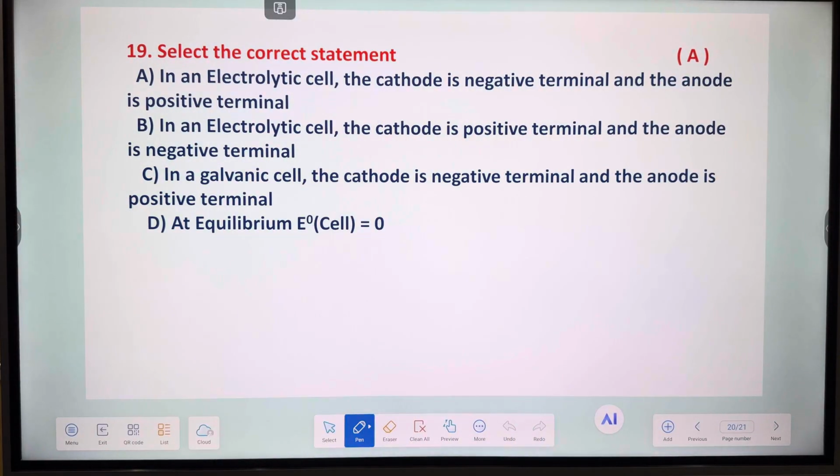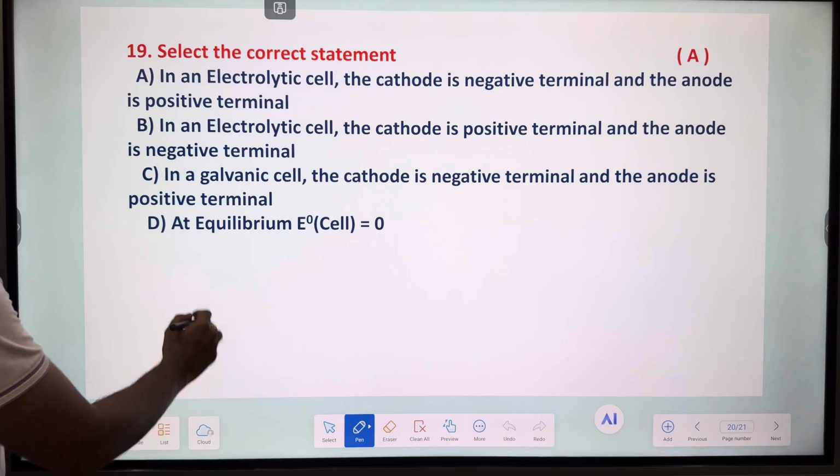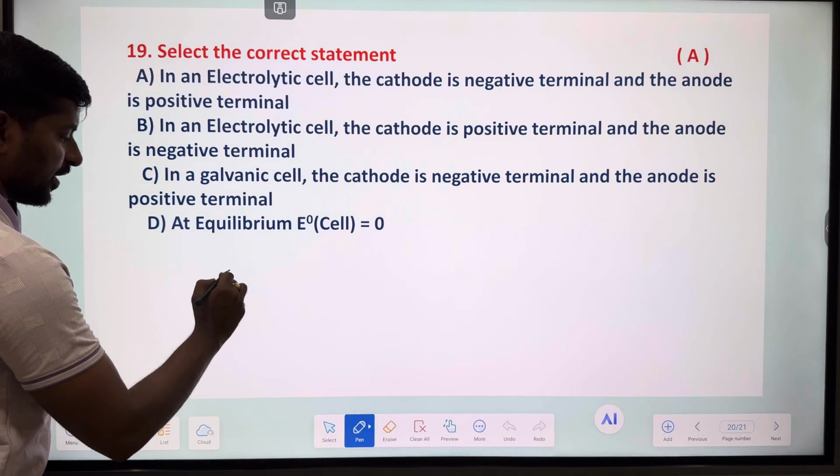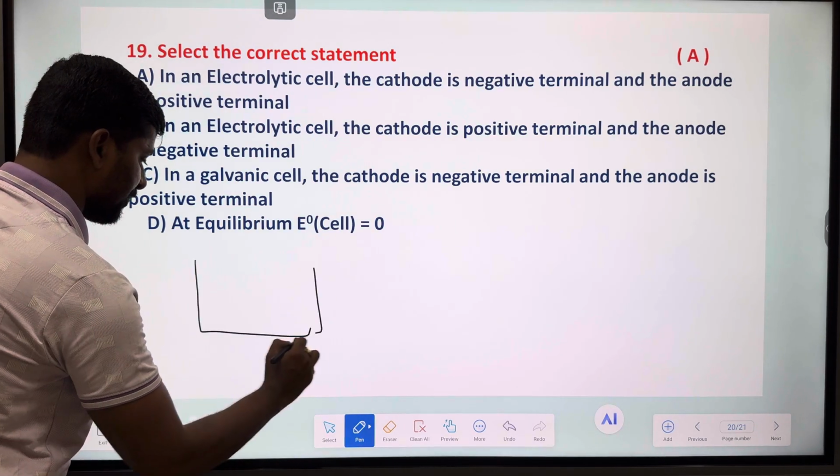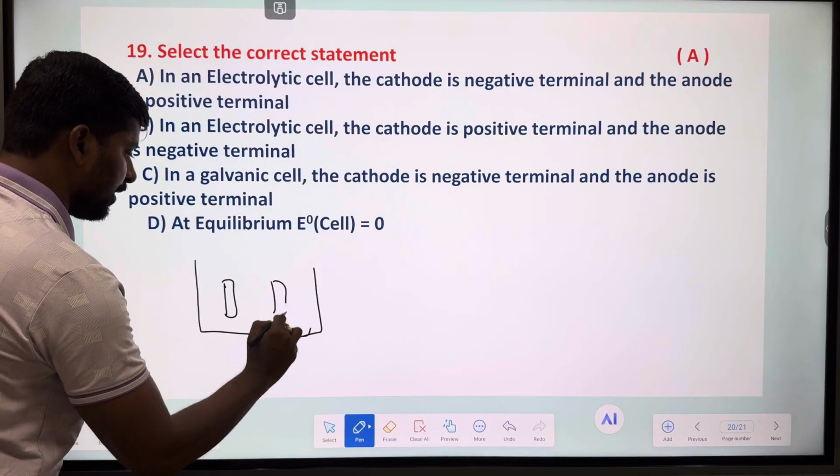Next one, select the correct statement. In an electrolytic cell, cathode is the negative terminal and anode is the positive terminal. In an electrolytic cell, electrolysis, cathode and anode.